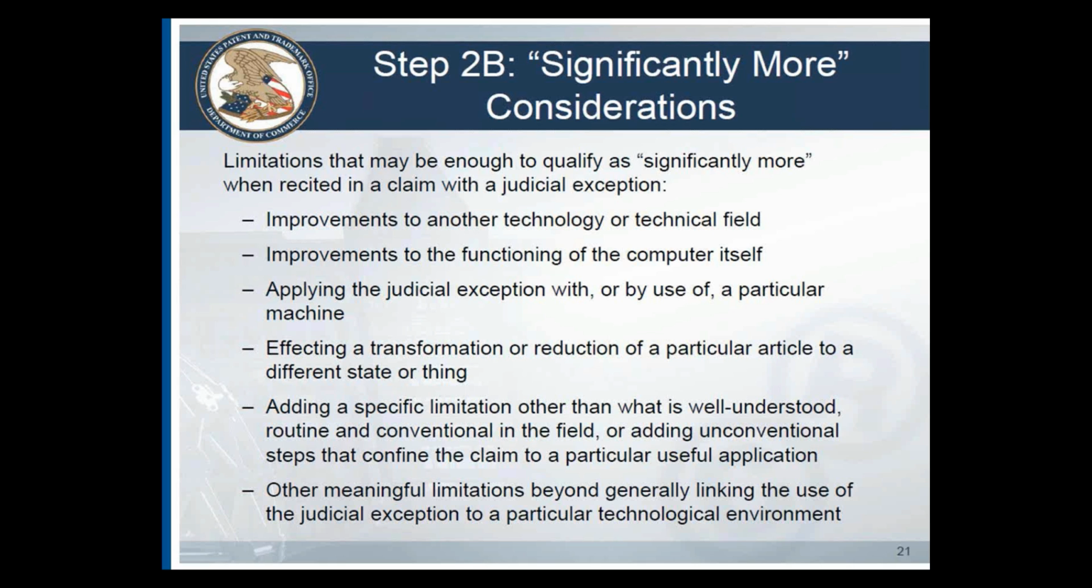Whether or not the claim is applying the abstract idea by use of a particular machine, whether there is a transformation or a reduction of an article to a different state or thing. So there's a number of different ways that something more can be added to the abstract idea to make the claim patent eligible. These are just a few of the examples.